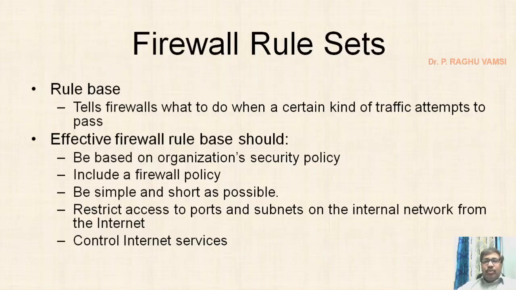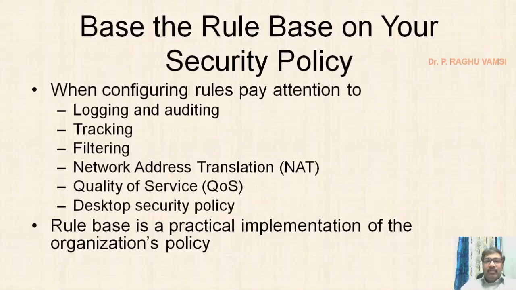Restrict access to ports and subnets on the internal network from the internet. Control internet services. These are the main goals of effective rule formation for firewalls. When configuring rules, pay attention to logging and auditing, tracking, filtering, network address translation, quality of service, and desktop security policy. These are the six main things that you need to check with respect to firewall rule configuration.